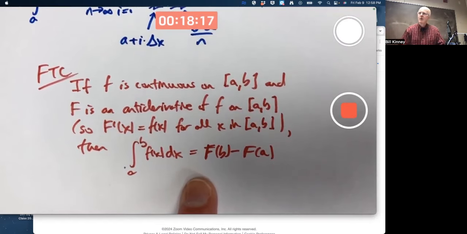Should have remarked, one more remark here, that while this theorem is always true, theorems are always true, it's not always helpful.